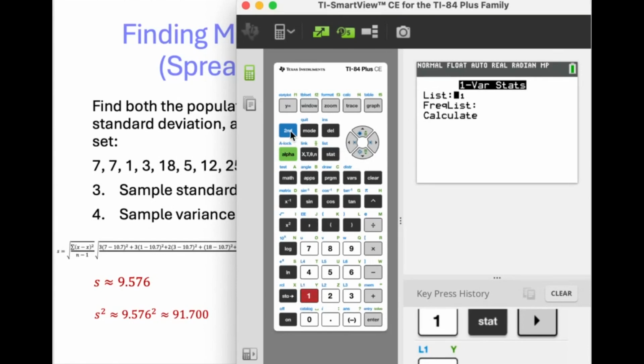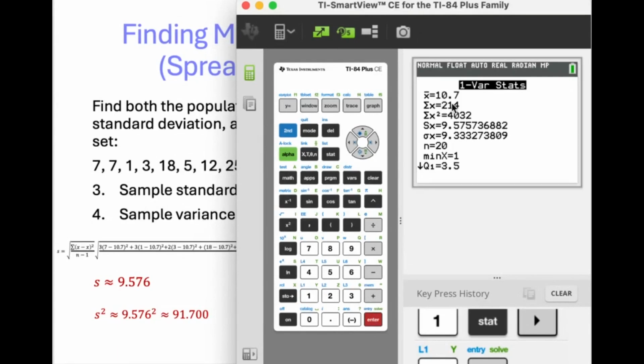And that second, it's kind of like a little shift button for everything in blue, and that's why it's blue. All right, we push enter. There's no frequency list for this problem. And notice there's that mean that we used in our formula, 10.7.